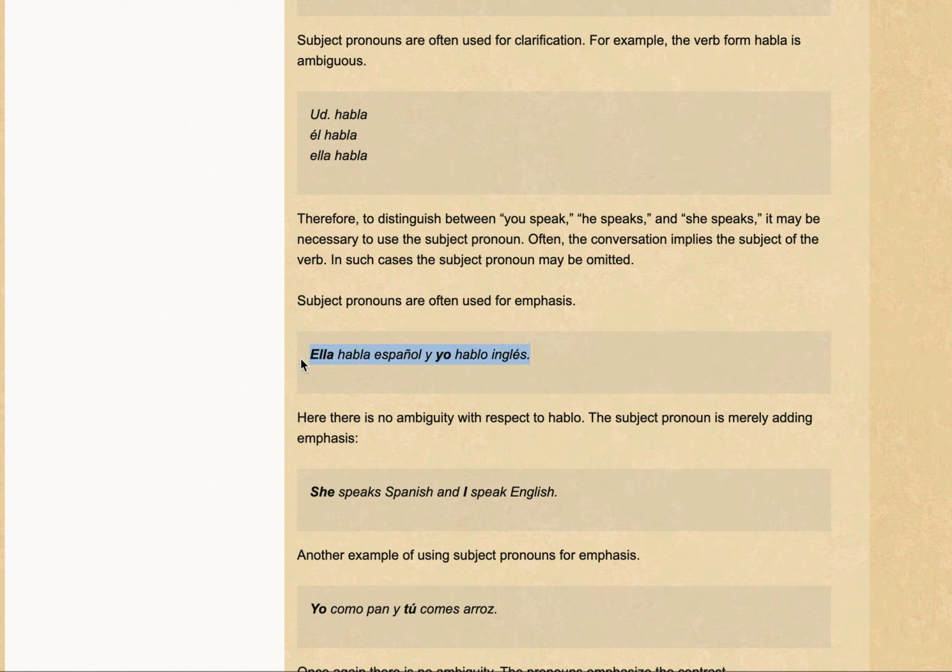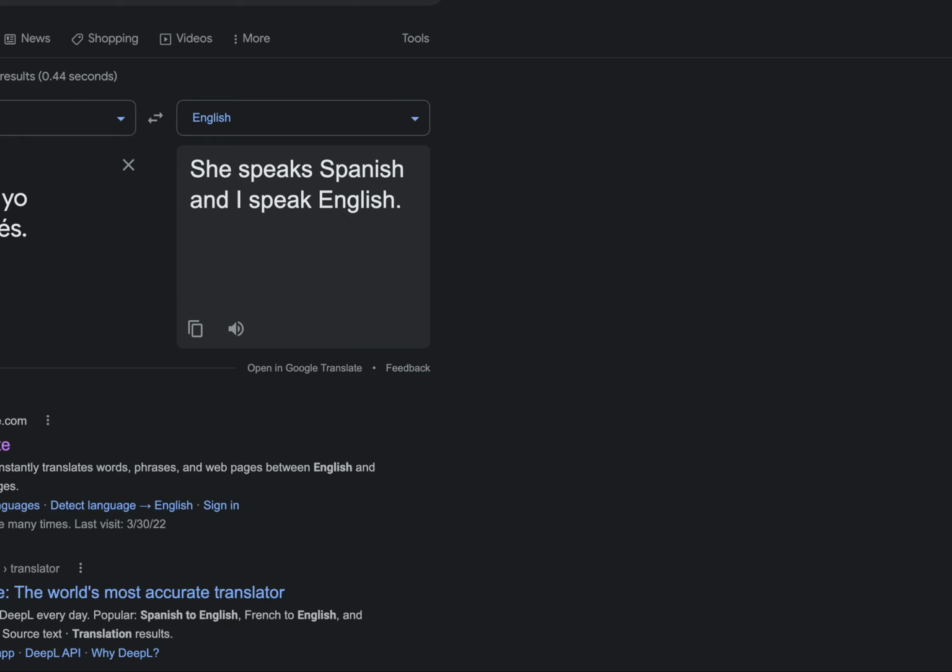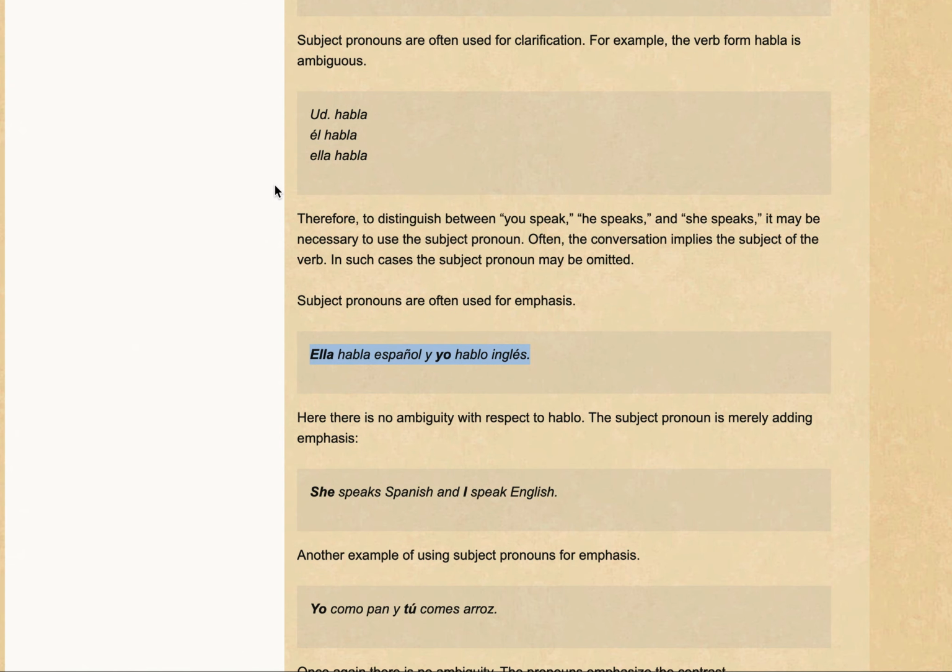First of all, let's make sure the pronunciation is correct. Ella habla español y yo hablo inglés. This seems to be pretty okay. Ella habla español y yo hablo inglés. So what I'm trying to say is subject pronouns are often used for emphasis. Ella habla would be she speaks Spanish and I speak English. So she and I.